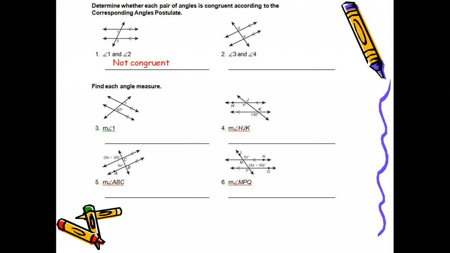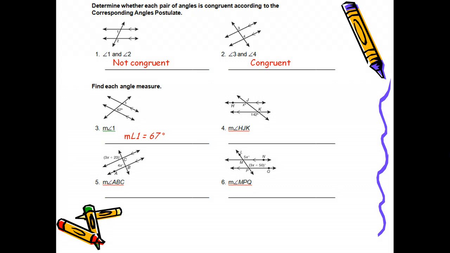Let's look at 3 and 4. Both are above the parallel line and on the same side of the transversal. These would be congruent. In the next section, we are asked to find each angle measure. Angle 1 corresponds with the 67-degree angle, so the measure is 67 degrees.